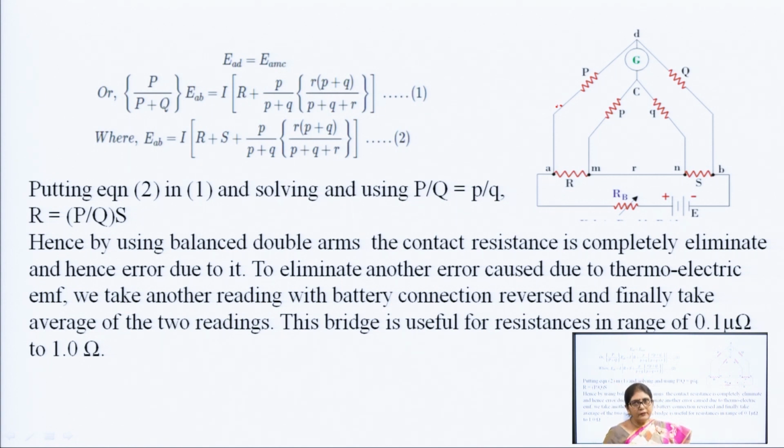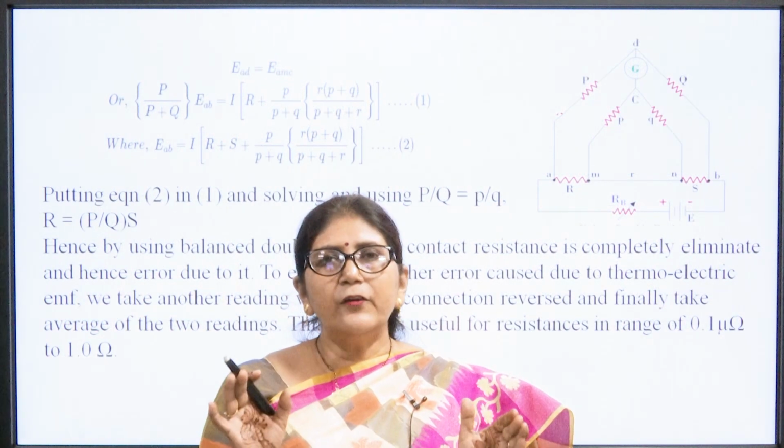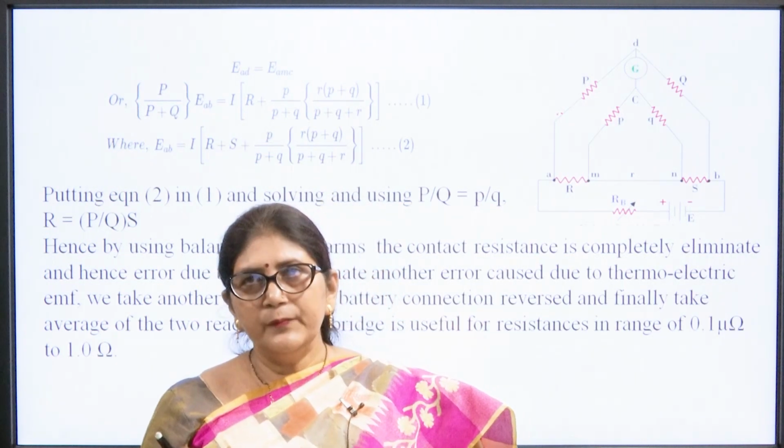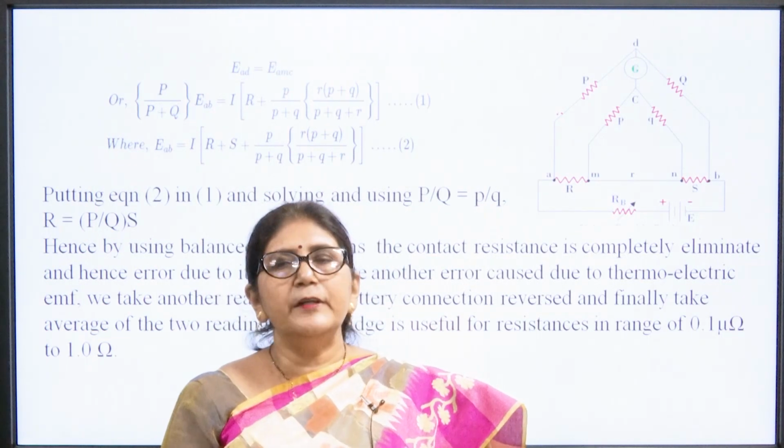Now, when we solve equations 1 and 2, after expanding these equations, there is a term that is capital P by capital Q minus small p by small q. When we put capital P by Q equal to small p by small q, we will find that R is equal to P by Q into S. So, under the balance condition, the contact resistance is completely eliminated. So, the error is 0.